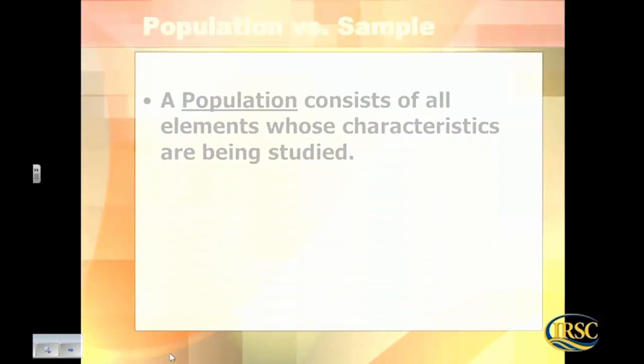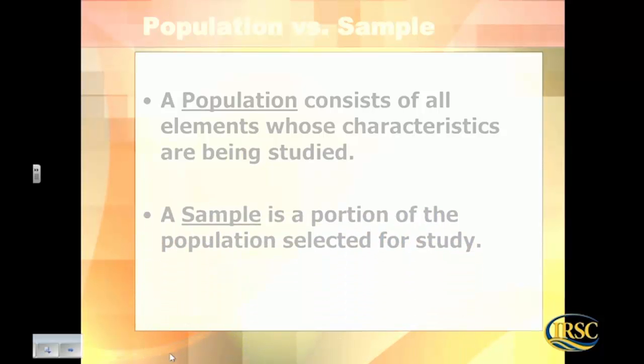A population consists of all elements whose characteristics are being studied, and a sample is a portion of the population selected for study. Most of the time, the population that you want to learn about is too big to get information from every single item in that population. So instead, you take a sample and use the information from just a select amount of items or people to find out that information.